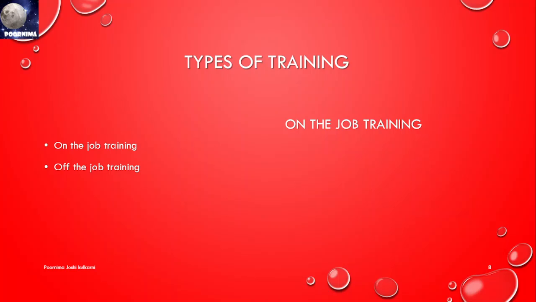Next heading is types of training. On the job training and off the job training, these are the two types of training for employees. Let's discuss on the job training. First type is the job instruction training, the JIT method, as it is called.